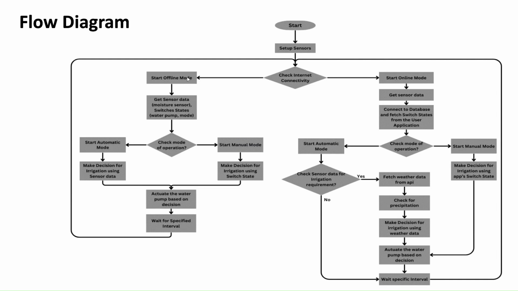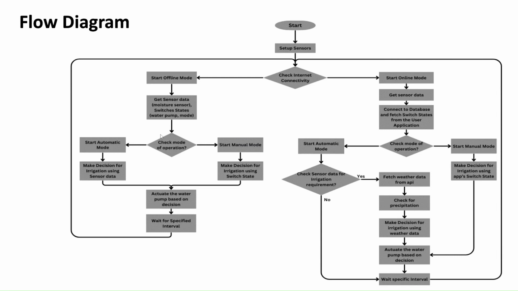Then it only relies on the offline moisture data. The sensed data is coming from the moisture sensor, which is locally available. Once the data is read, it also checks the switch states, that is the water pump state and the mode state. Since the offline mode comprises two modes, one is automatic mode, another one is manual mode. In automatic mode, the system again and again checks for the moisture data, and then based on the moisture data, it makes a decision for actuation for irrigation.